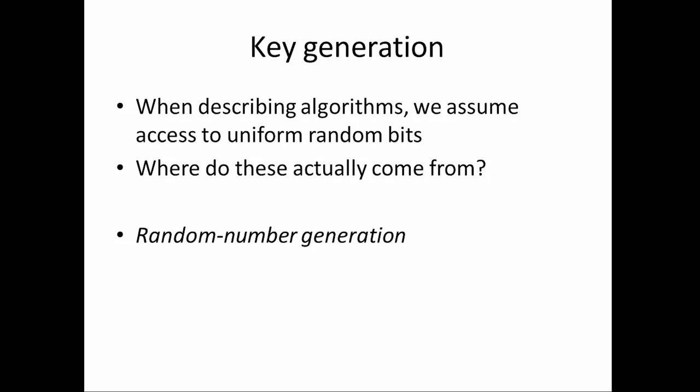So let's talk first about the key generation algorithm. Now, when we describe our algorithms, both in general as well as in the particular case of the key generation algorithm for the one-time pad, we will generally assume access to uniform random bits. When we described the key generation algorithm a moment ago, we said that the key generation algorithm chooses a uniform n-bit string. Well, where do these random bits actually come from? Somehow or another, we need to obtain them. And this brings us to the topic of random number generation.